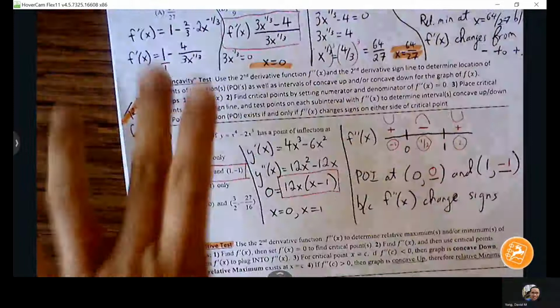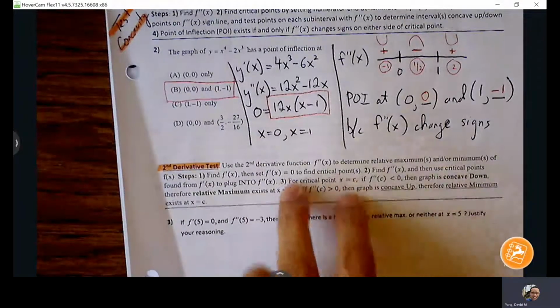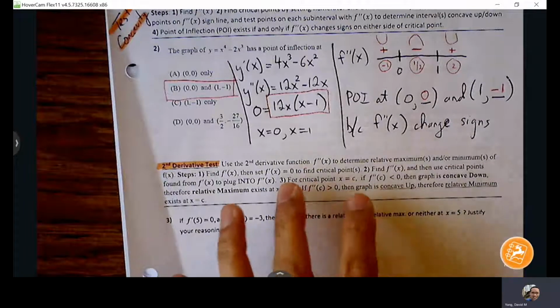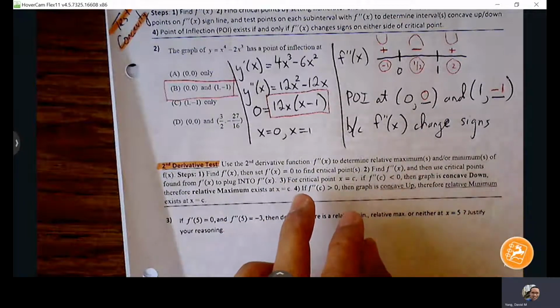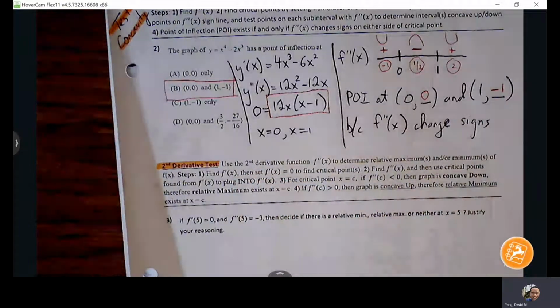These tests are both used to find relative max and relative min. It's just that this one feels a lot more convoluted and strange, but we do need to know how to apply the second derivative test. So let me go through what we do for a second derivative test.